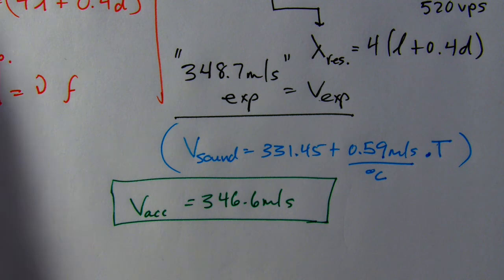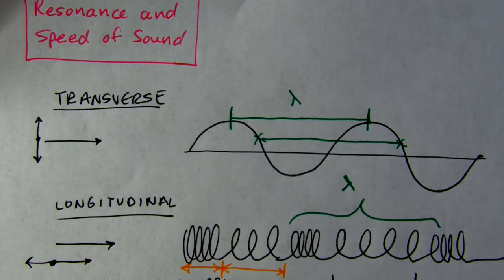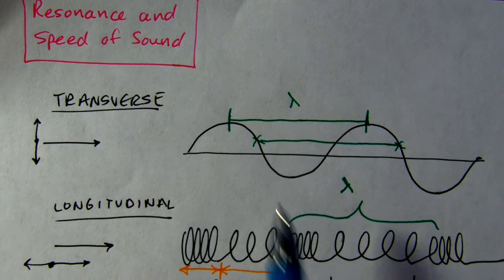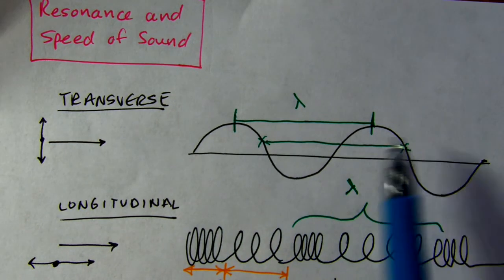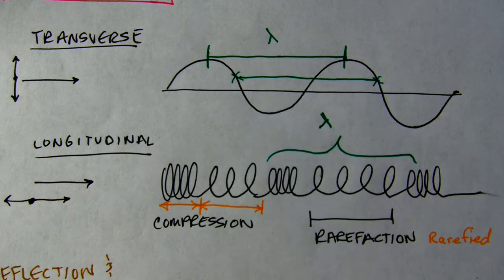So let's walk through this one more time just to make sure you get it, and then we'll let you go. All right. So you have the resonance and speed of sound. The idea is that when a sound wave is described, we don't really use transverse waves because sound is not a transverse wave.